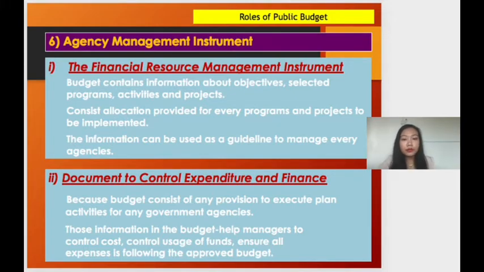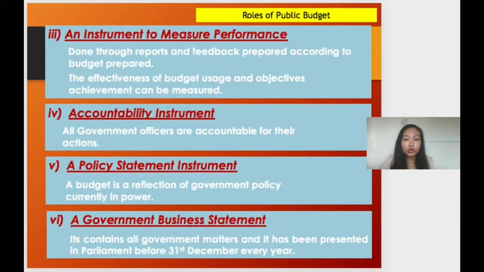Next one, number three, an instrument to measure performance, done through reports and feedback prepared according to the budget. The effectiveness of budget usage and objectives achievement can be measured. Next one, accountability instrument. All government officers are accountable for their actions.